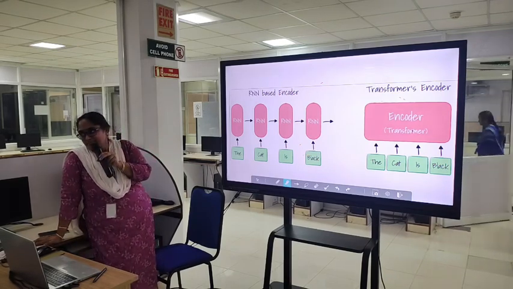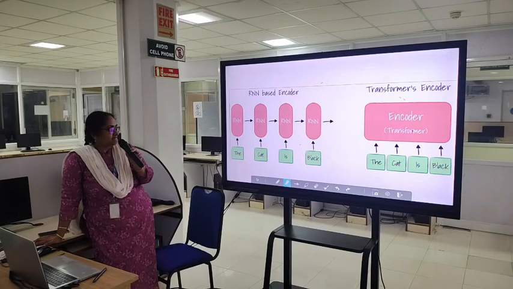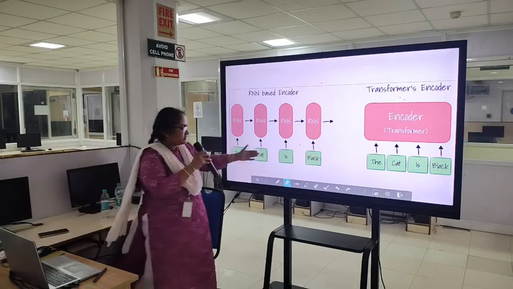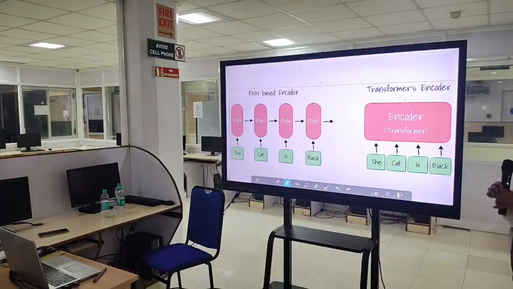RNN encodes everything separately, separate words. And here also separate only, no? Here also separate. It accesses the complete, it encodes the complete.